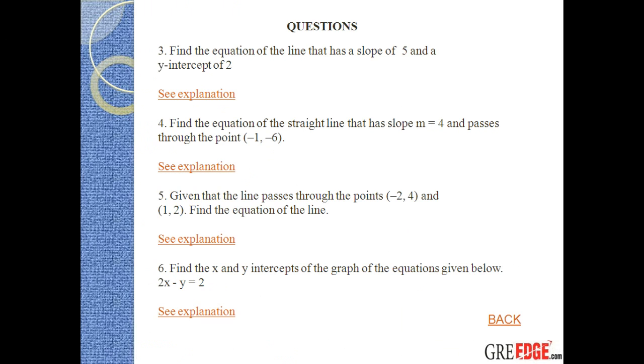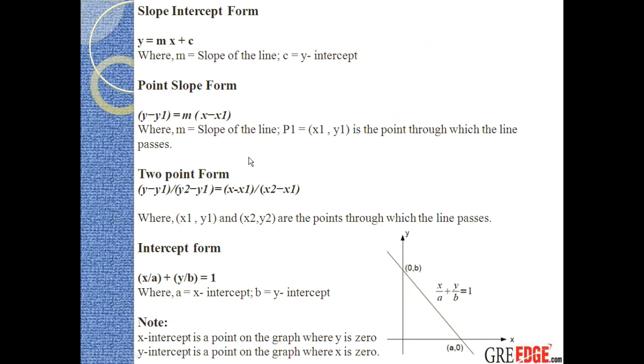Raviji, in the point slope form, m will be given in the question. The slope is given. See, here what is given is, if the slope is given and a point is given, then how to derive an equation? That is what is asked. So the slope will be given.